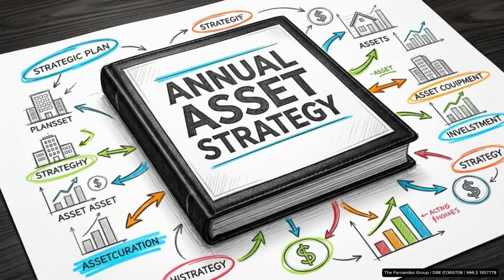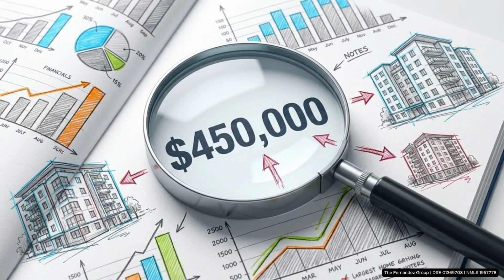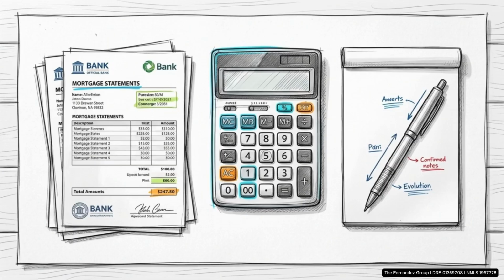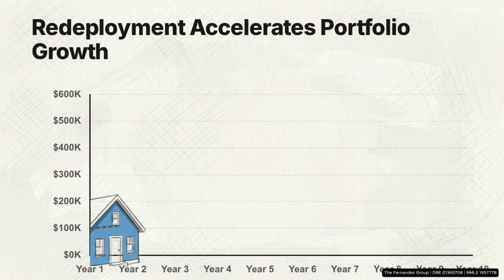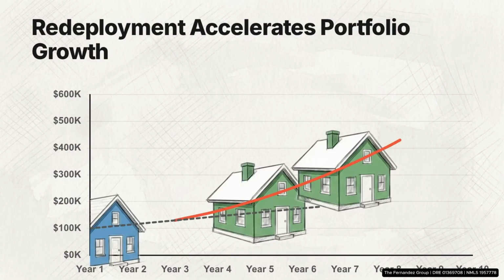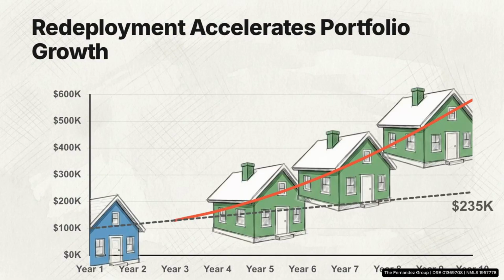We are going to conduct a 5-minute portfolio equity review. This process identifies the specific dollar amount currently sitting in your properties and outlines how to access it without selling your assets. To follow along, you will need your current mortgage statements, a calculator, and a blank piece of paper. Moving equity from a balance sheet into a new acquisition changes the velocity of your portfolio growth.